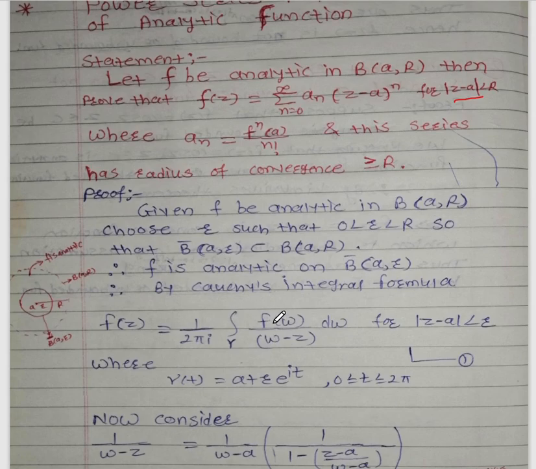Therefore, by using the Cauchy integral formula, f(z) equals 1 upon 2 pi i, integral over gamma of f(w) upon w minus z dw, for |z minus a| less than r, where gamma(t) equals a plus r e raised to the power it, t lies between 0 and 2 pi. Let us consider this as equation number 1.